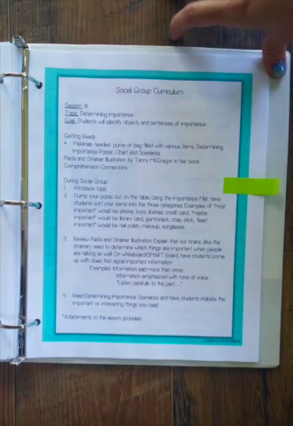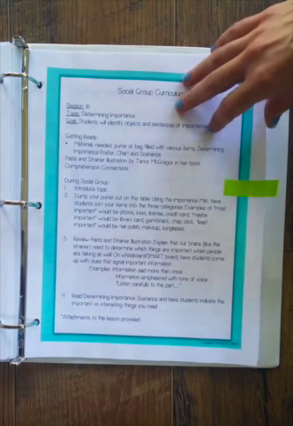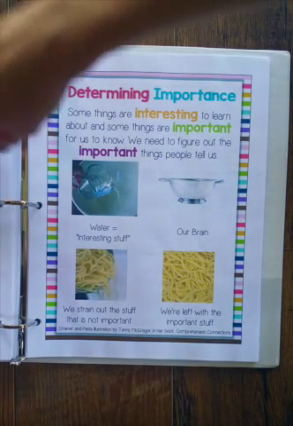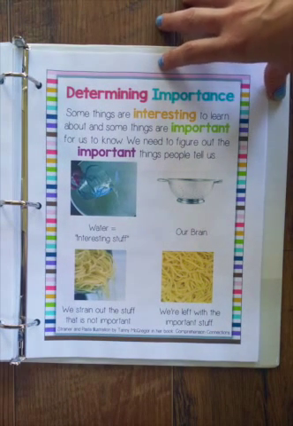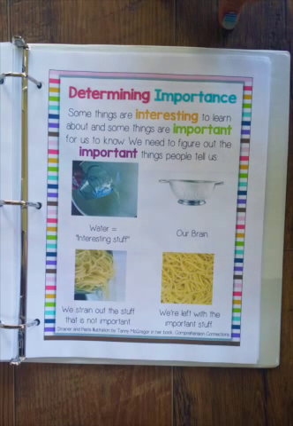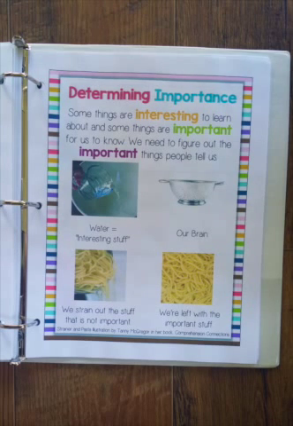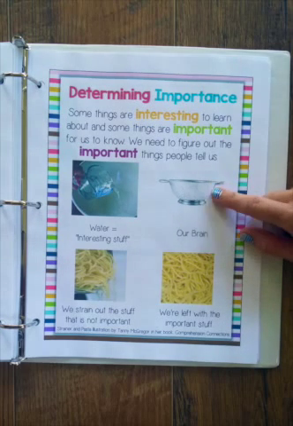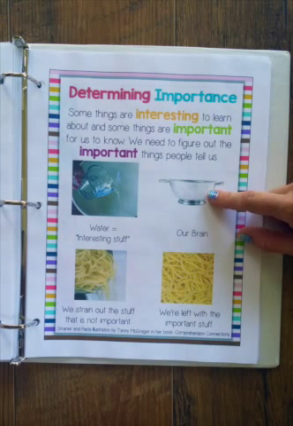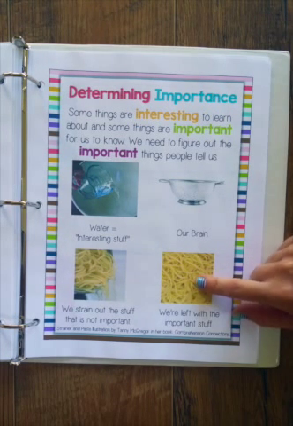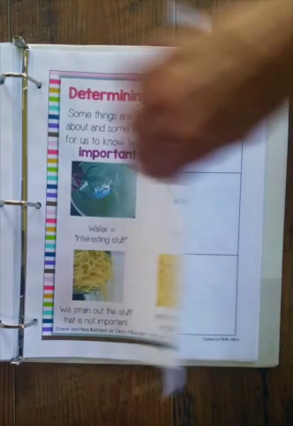This next one is determining importance, and this visual is from Tammy McGregor's book, Comprehension Connections. I just love this analogy. So you talk about some things that you hear are interesting to learn about and some things that are really important that we need to pay attention to. So the water illustrates the things that are interesting. Our brain is the strainer, and we need to use our brain to filter out or strain the important things versus just the interesting things. We want to be left with the noodles or the important things.